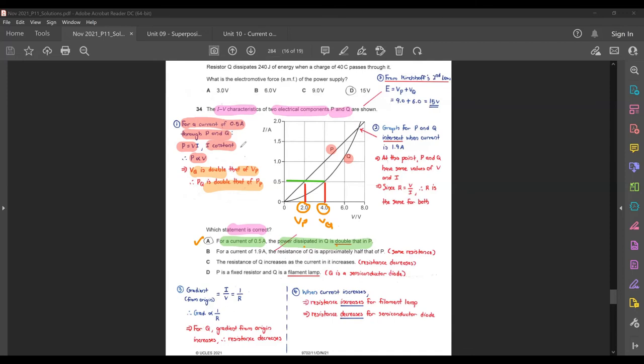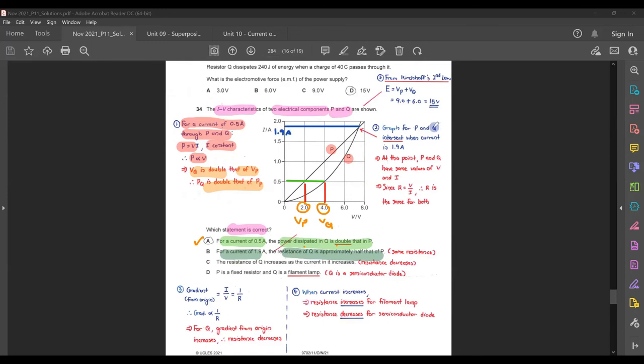Why are they wrong? So let's just look at them again. For B, for current 1.9 amps, the resistance of Q is approximately half that of P. So 1.9 amps is probably somewhere around here. Let me just indicate it for you. It is actually pointing towards the point where both lines intersect. This one is 1.9 amps.